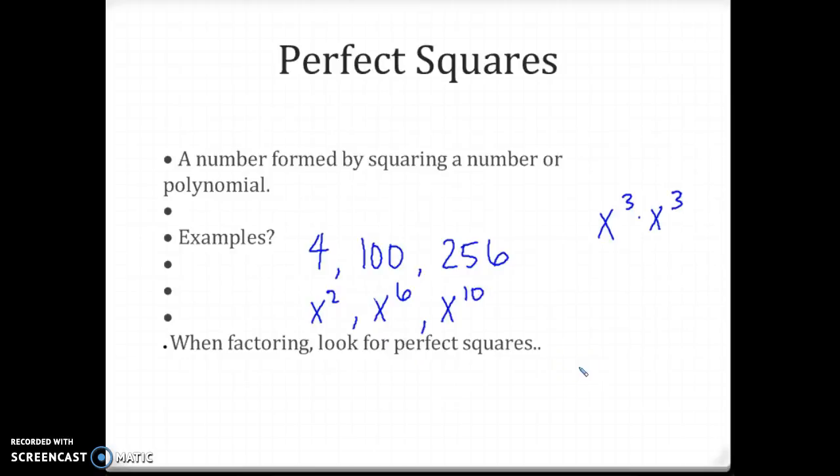And to find the square root, you just cut it in half. So for x to the 18th, the square root would be x to the 9th. Okay, so we've got our perfect square coefficients and our perfect square polynomials. Whenever we are factoring, look for these perfect squares.